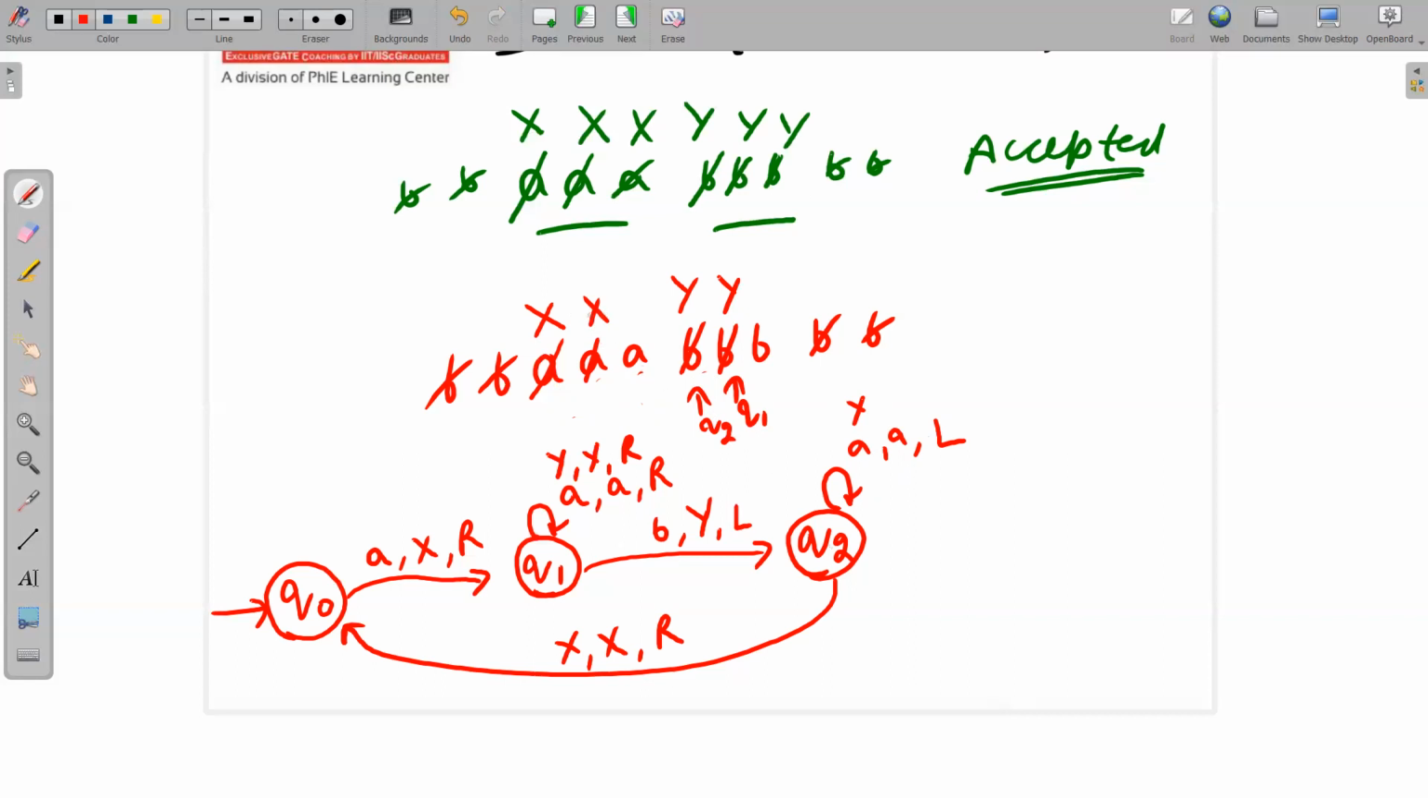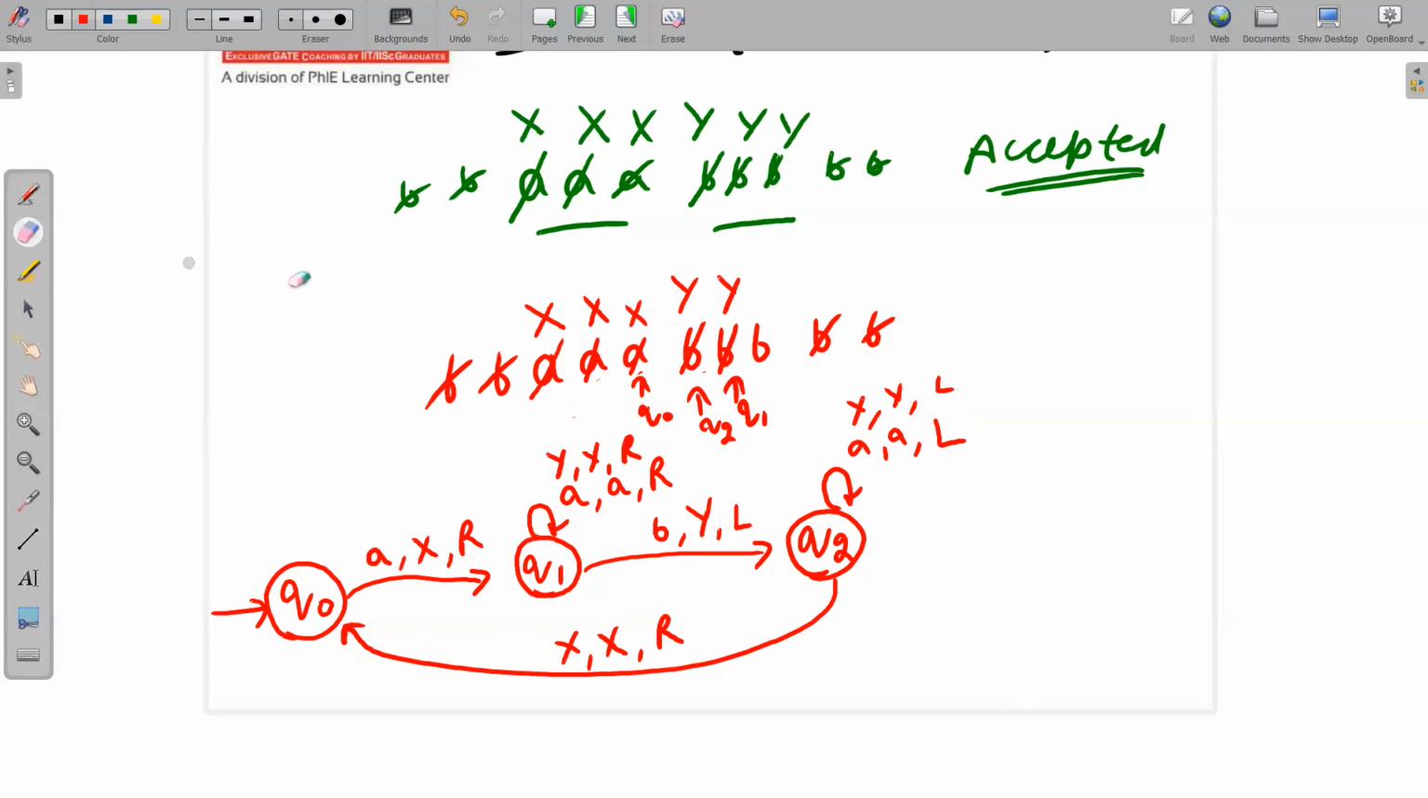Now Q2 is in the search of X. While searching for X, it may find Y also and it may find A also. So A will remain as A and move towards the left. Similarly for Y, we have to write Y will remain Y and it will move towards the left. Now finally Q2 has read the X, X will remain as X and move towards the right. Now Q0. So we have jumped to the state Q0. Q0 will read the A, and A will be made as X.